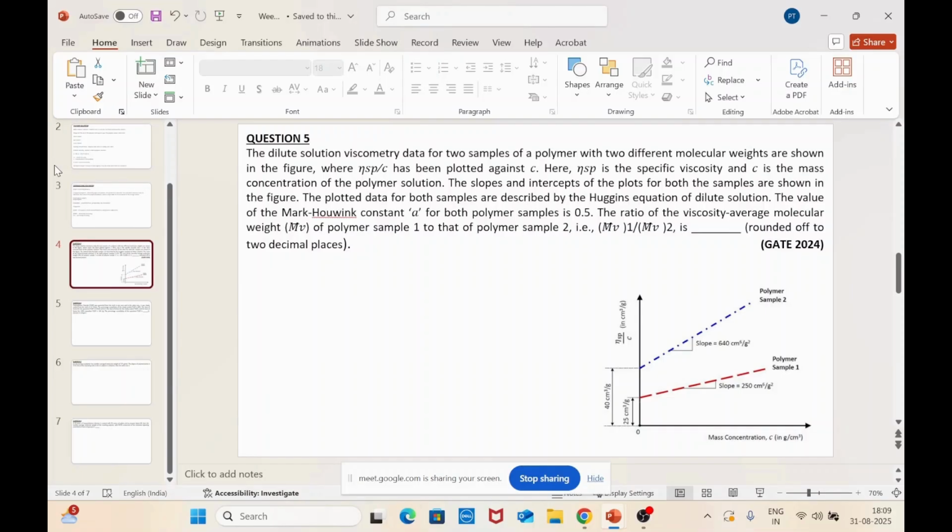The plotted data for both the samples are described by the Huggins equation of dilute solution. The value of the Mark-Houwink constant alpha for both the polymer samples is 0.5. We are asked to calculate the ratio of the viscosity averaged molecular weight of polymer sample 1 to that of polymer sample 2. So how do we go about solving this question?